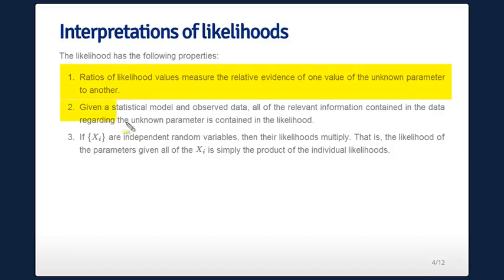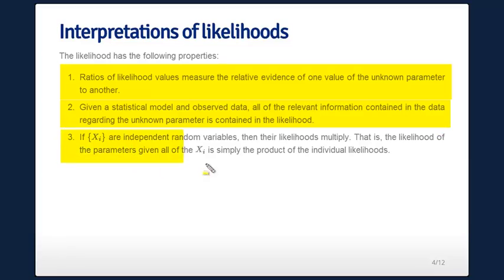And then there's this interesting paper by Birnbaum that says that given a statistical model and observed data, all of the relevant information contained in the data regarding the unknown parameter is contained in the likelihood. That's a very controversial old result by a person named Birnbaum that has sort of been talked about for decades since he first introduced it. And which is kind of most germane to us, if you have a bunch of independent random variables, their likelihoods multiply. Okay.